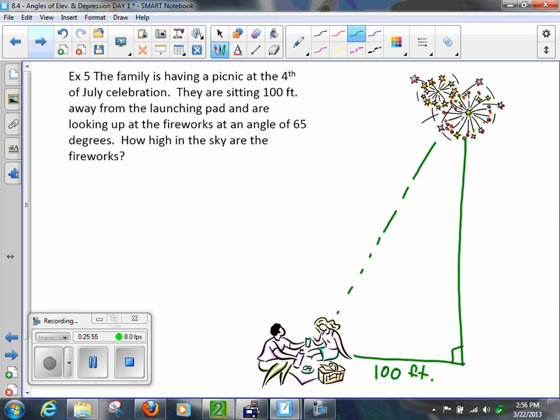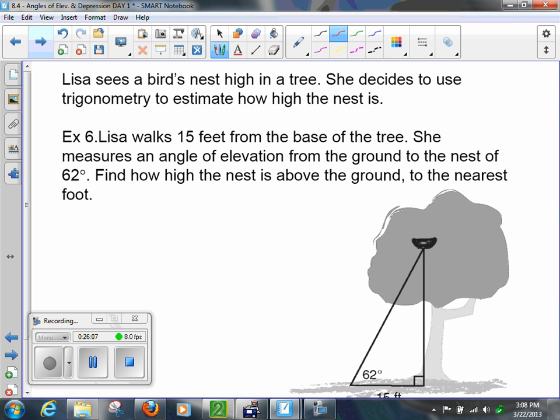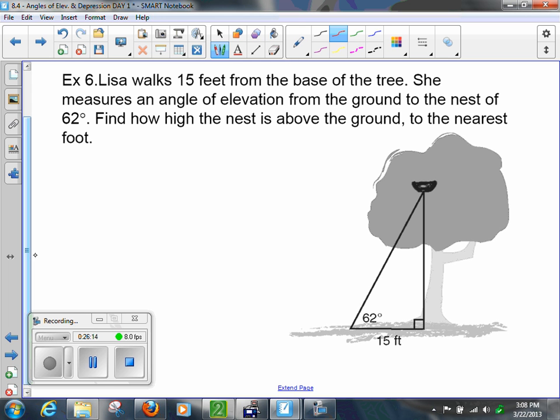Okay, y'all just do this problem because I'm not going to talk you through it. No, not necessarily. Don't just automatically assume that it's always going to be tangent. Lisa walks 15 feet from the base of the tree. She measures an angle of elevation from the ground to the nest, 62 degrees. Find how high the nest is above the ground.